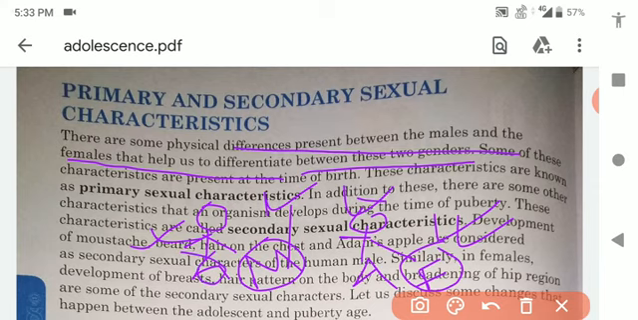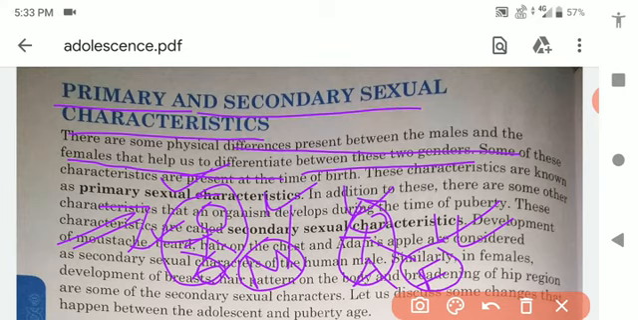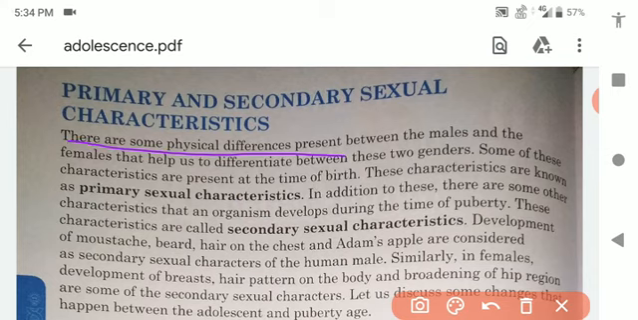So those characters which are present from very birth and help to distinguish whether a baby is male or female are called primary characters. Understood? Once again, suppose a baby has physical characters like a penis, we can say he is a male, and without a penis, we can say she is a girl child, isn't it? So physical appearance in children helps you understand whether the baby is male or female. There are some physical differences which you can observe from the very birth, present in both male and female, and they help us differentiate between the two genders. So from very birth we can easily differentiate a male and female, isn't it?